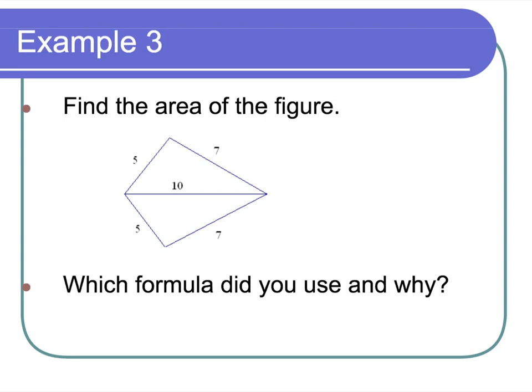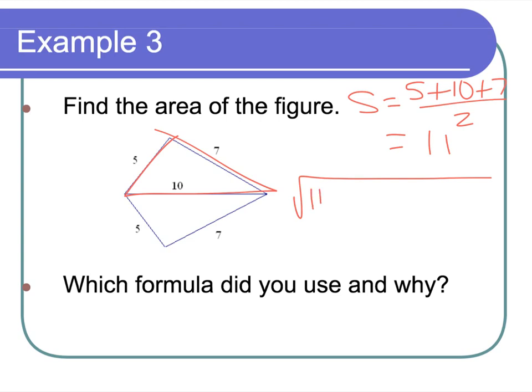So I'm going to use Hero's to get the area of one triangle, and then I can just double it because it is the same triangle. It's got all congruent sides. All right, so my semi-perimeter is equal to 5 plus 10 plus 7 over 2. That would be what? 22 divided by 2 is 11. And boom, I can pop it into my formula.